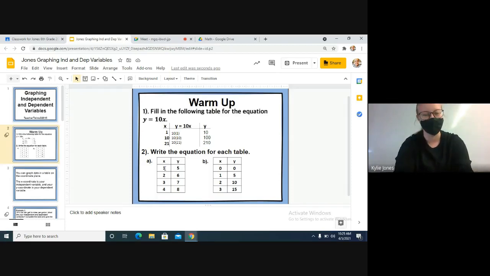Let's check adding. Does 1 plus 4 equal 5? Okay, does 2 plus 4 equal 6? Yeah. 3 plus 4 is 7. And 4 plus 4 is 8. So yeah, we're adding 4.